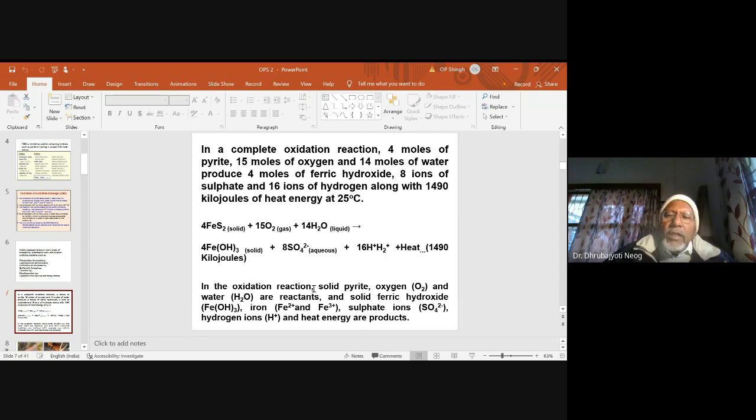In the oxidation reaction, solid pyrite, oxygen, and water are the reactants, and solid ferric hydroxide or iron hydroxide, iron ions, ferrous and ferric, sulfate ions, and hydrogen ions are the products. And along with these products, energy is also generated.